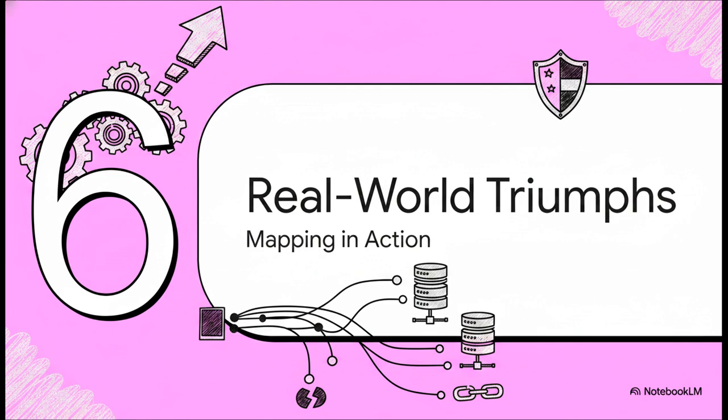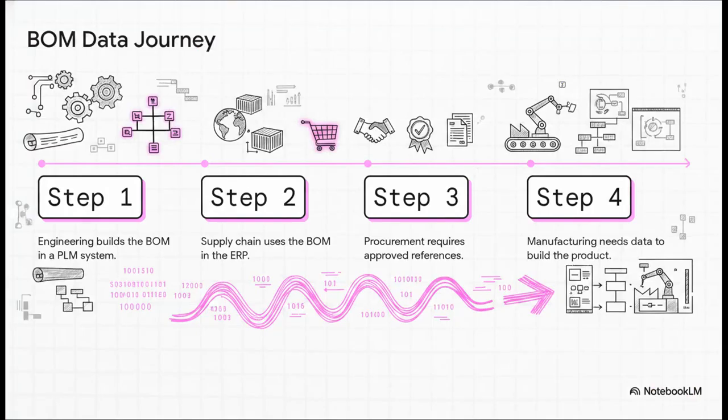Let's see how all of this theory actually comes together in the real world to create massive enterprise value and prevent operational disasters. Consider the journey of just a single piece of data, a bill of materials, or BOM, in the manufacturing sector. Engineering builds the BOM in a product lifecycle system, but then supply chain needs that exact same BOM in the ERP system to buy the parts. Procurement needs it, and manufacturing needs it to actually build the product. Data mapping ensures that part numbers, units of measure, and revision codes just flow seamlessly across the entire enterprise without ever losing their exact meaning.